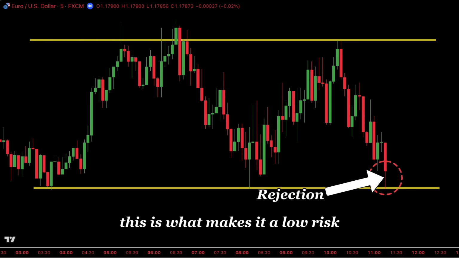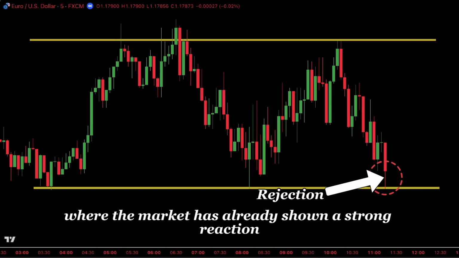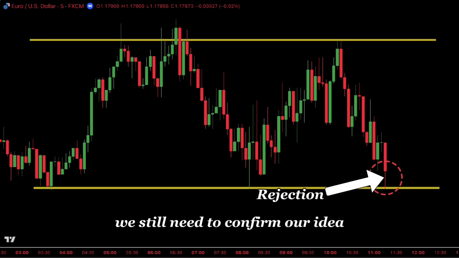This is what makes it a low-risk, high-reward setup because you are entering near the bottom of the range, where the market has already shown a strong reaction. However, before entering the trade, we still need to confirm our idea using the higher time frame.